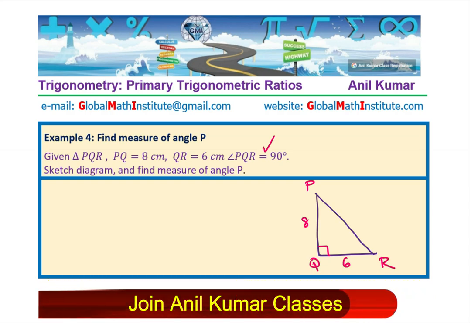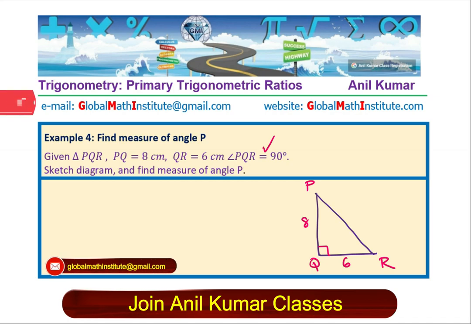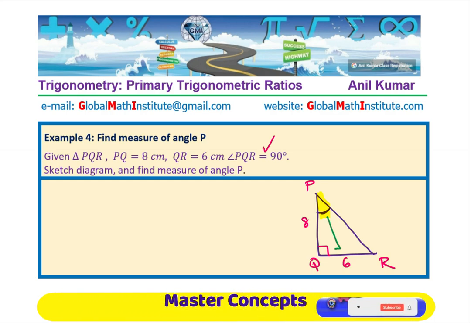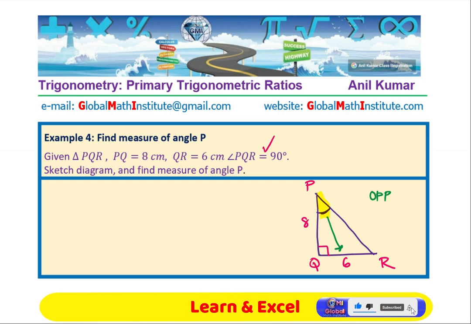So we got this, and we now want to find the angle. Which angle? Angle P, right? We want to find this angle P. So which trigonometric ratio will you use? That is the major question, and that is always a major question. Now you can say that we know two things about it. One, we know the opposite side, right? And then we also know the adjacent.